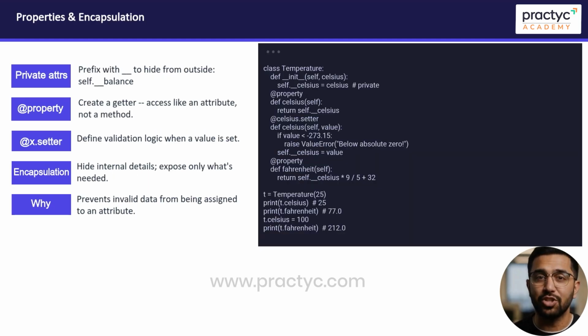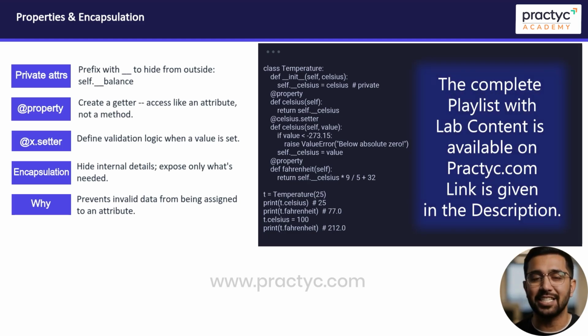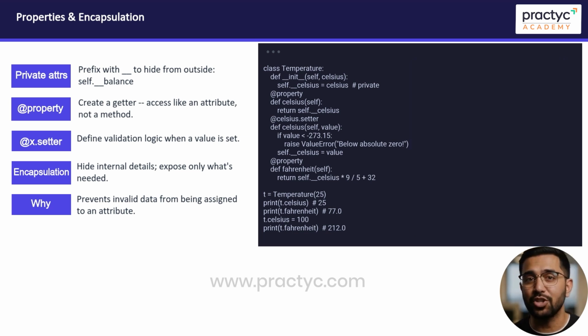Properties and encapsulation in Python involve using private attributes, prefixed with double underscores, to hide data. The property decorator creates a getter, while setter allows validation logic. This encapsulation prevents invalid data assignments, as shown in the Temperature class example, ensuring data integrity by controlling access and modification.